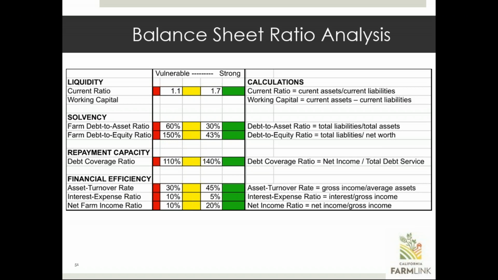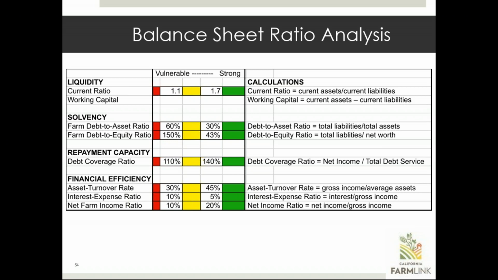It looks at your current assets over your current liabilities. So do you have enough in current assets, which you could think of as cash as the most typical current asset, things that you can liquidate quickly, to satisfy current liabilities, or payments that are due within the year? So that's a liquidity ratio.